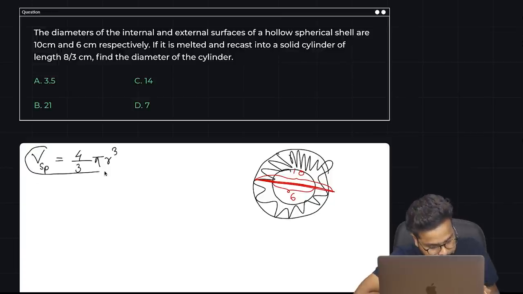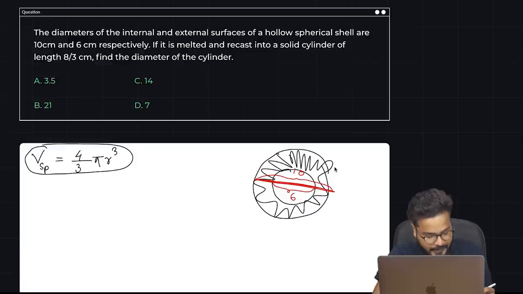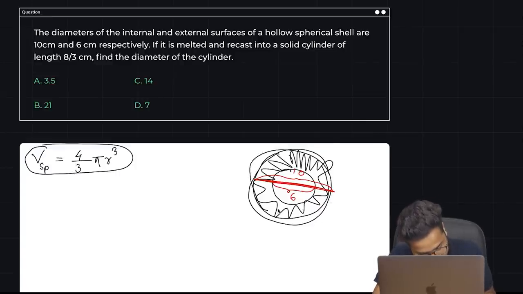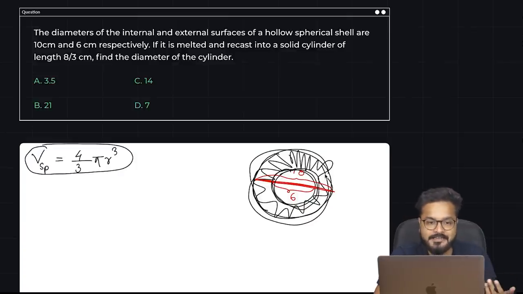(4/3 πr³). Now, to find the volume of this particular sphere, can I do one thing? Can I find the entire volume of this particular sphere and then subtract the volume of this internal hollow sphere, so that I'll get the entire volume of this particular solid part, which is actually the metal part because the inside is a void.